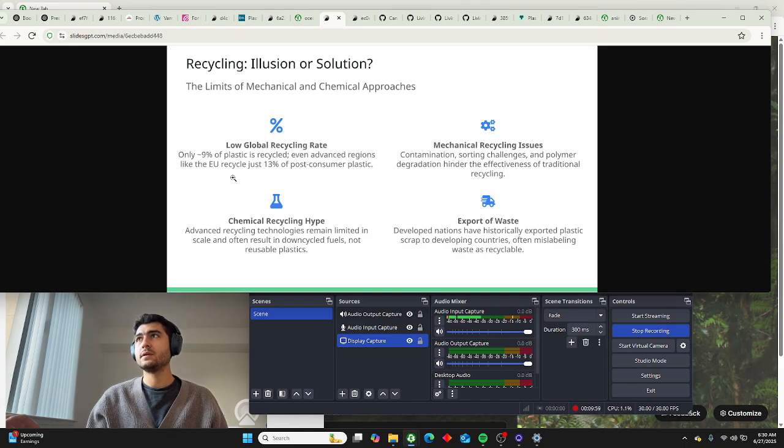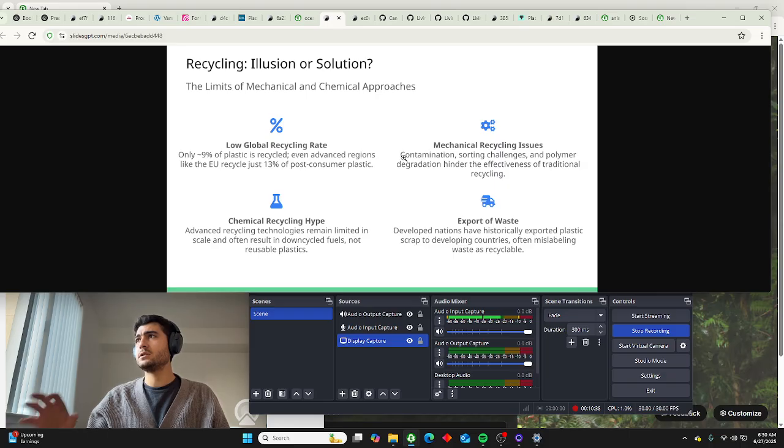I believe recycling became a tool for the companies to trick us, like add one recycle sign to everything and anything you make and say, hey, we are environment friendly. But no, we know you are not. I mean, only 9% of plastic is recycled anyways. Even advanced regions like the EU, Europe, recycle just 13%.